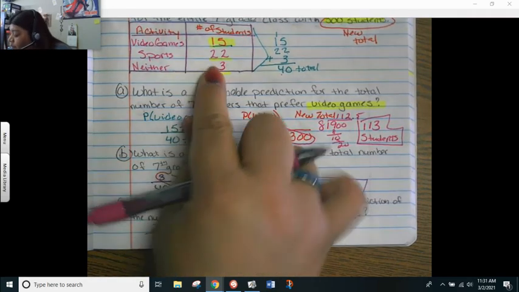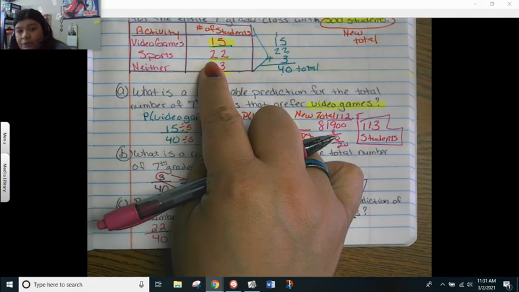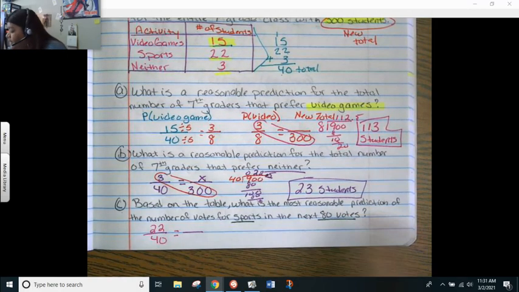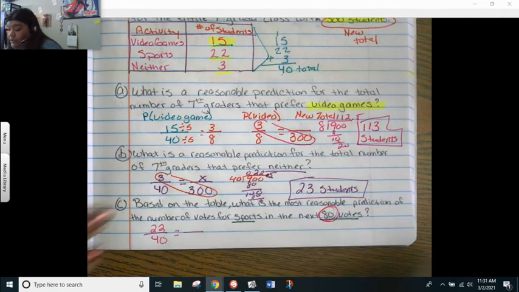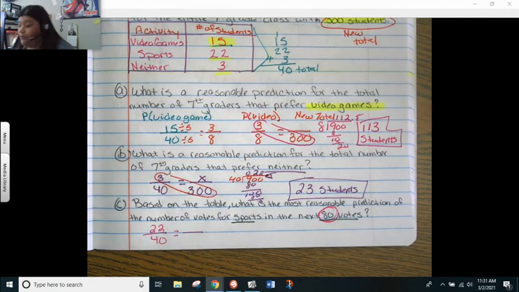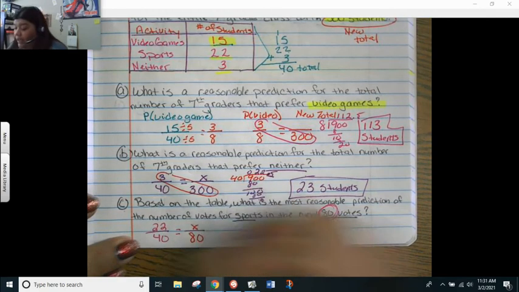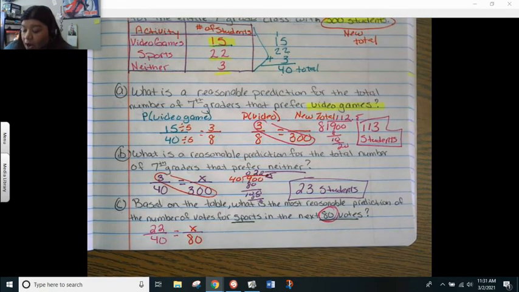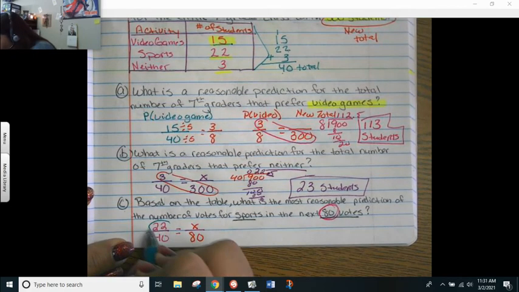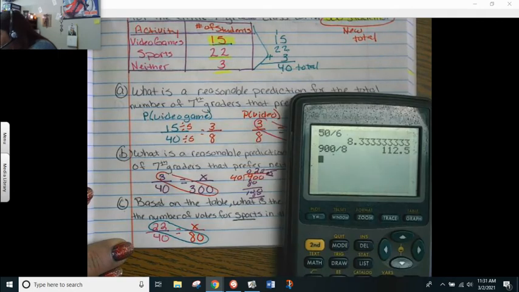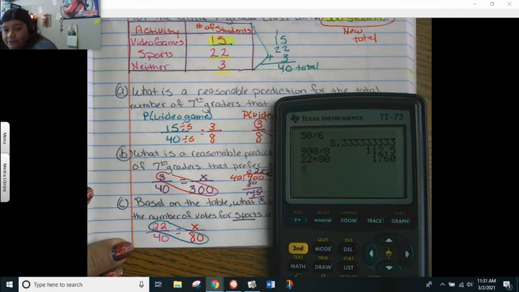Okay, because in the table, 22 students chose sports out of a total of 40 students. But now I want 80 students. There's my new total. Okay, so my new total is 80. And we're going to predict how many are going to choose that. So let's go ahead and cross multiply. And you could have simplified 22 and 40. It's perfectly fine. So 80 times 22 gives you 1,760.